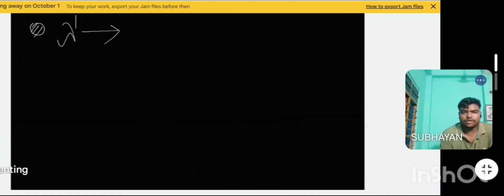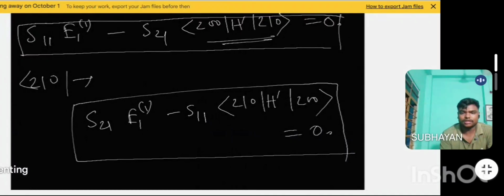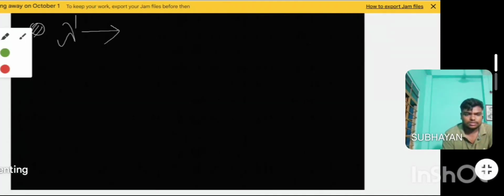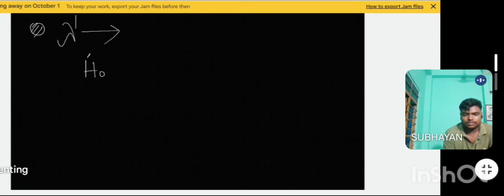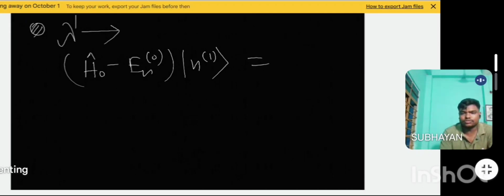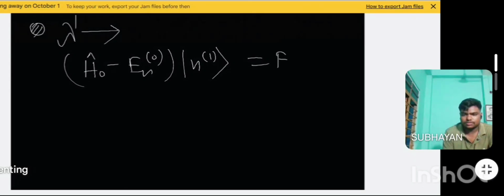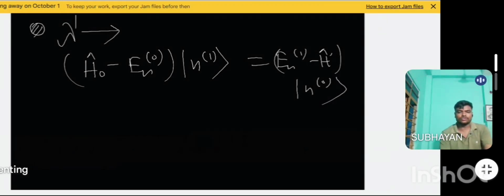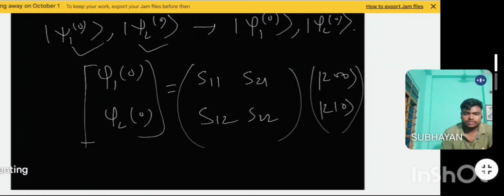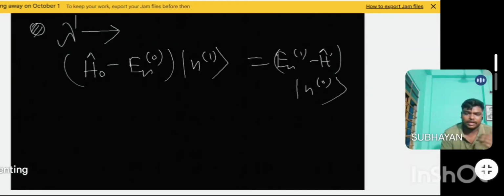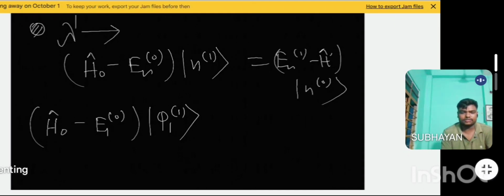Okay, the equation is H naught. So you have to collect this one: H naught minus En naught of En1 equals En1 minus H prime of En0. So this is the governing equation to find the first order correction. Now you can apply this one for phi 1 and phi 2 also. So this is H naught minus En naught of phi 1 1, the first order correction to the phi.